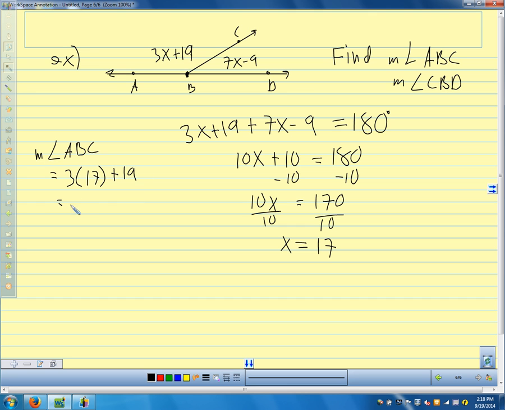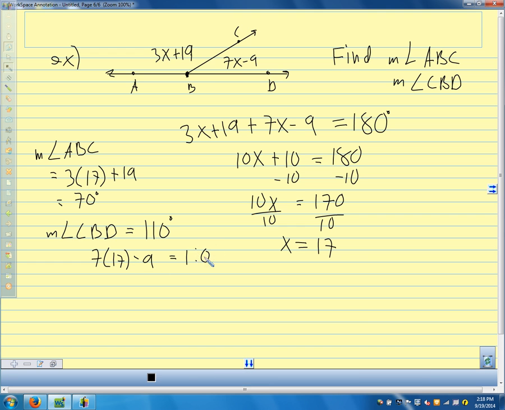I get 70. And then so what could I do from here to find the other one? Subtract from 180. So the measure of angle CBD should be 110 degrees. And I can check my work and say 7 times 17 minus 9, and I should find that that equals 110 degrees. So because we know that these are a linear pair, they're supplementary, we know we can add the two small pieces up to 180.